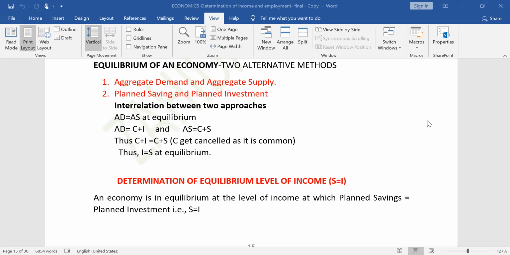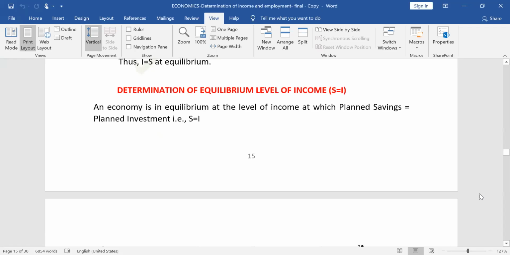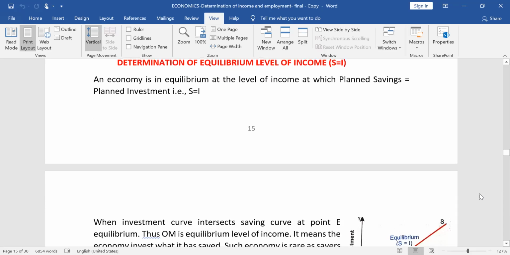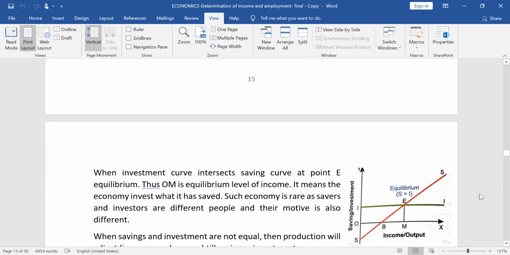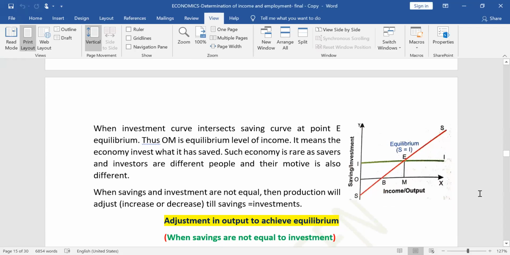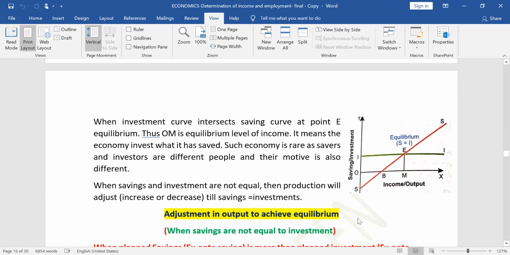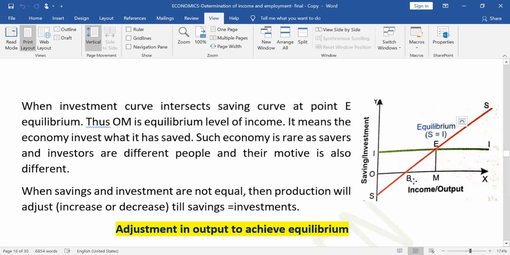Let us today do this method, which is known as the saving investment method, or the planned saving and planned investment method. According to this method, whenever planned saving is equal to planned investment, the economy will be in equilibrium. This can be explained with the help of a diagram. In this diagram, you will find that we have saving and investment curves. Let us see this diagram.